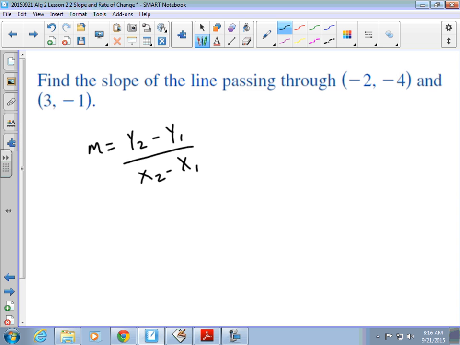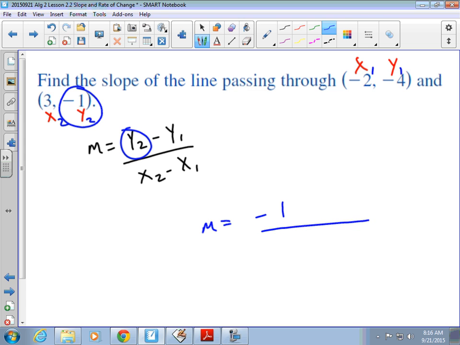There's the slope formula. Probably don't need it. There it is. So the first thing you want to do is label your points. This one's x, this one's y. This one's x, this one's y. This one we'll call sub 1. This one we'll call sub 2. So it says m's value is equal to y sub 2. That's this one, -1. It says minus, that's next, y sub 1's value. That's this one. Minus a -4. There we go. Minus a negative.